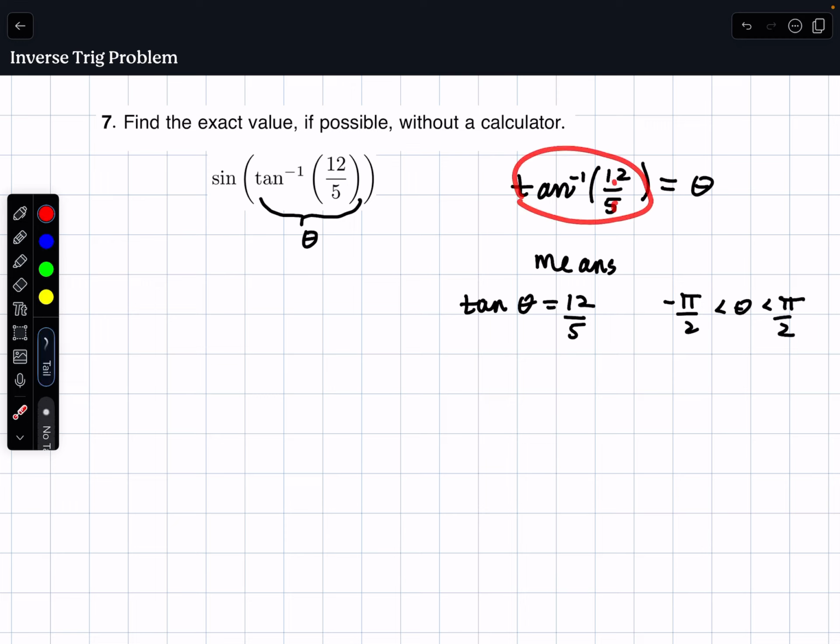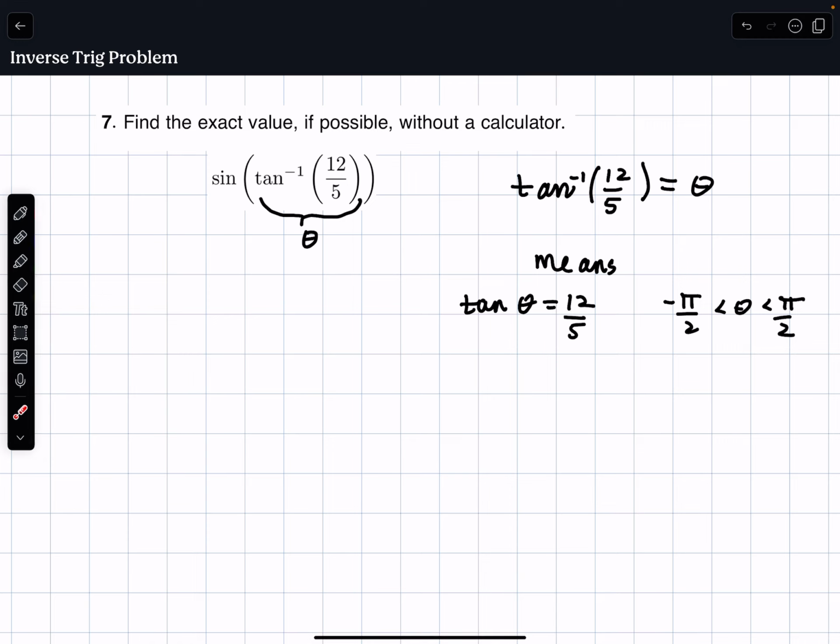Tangent inverse 12/5 gives an angle where tangent theta, tangent of that angle, is equal to 12/5. But we're only looking for the angle between negative pi over 2 and pi over 2. So that's this inside part. That's all theta. And what we're going to do is find sine theta. So if tangent theta is 12/5 and theta is the angle between negative pi over 2 and pi over 2, we're going to find sine theta.